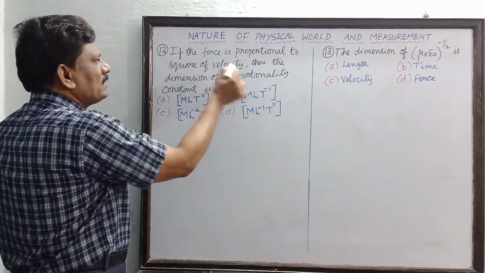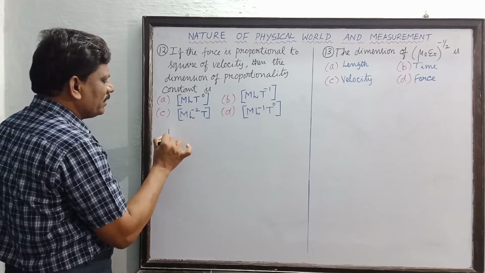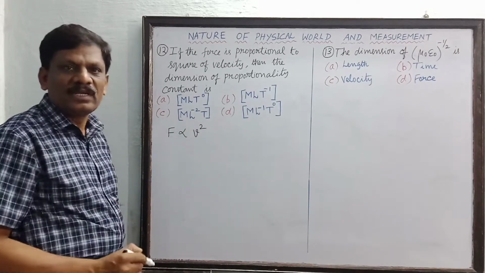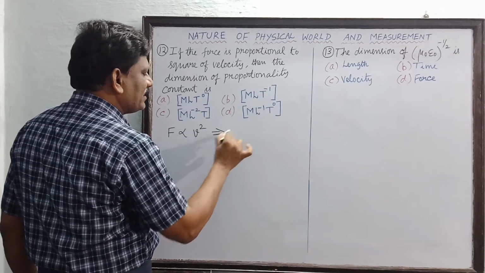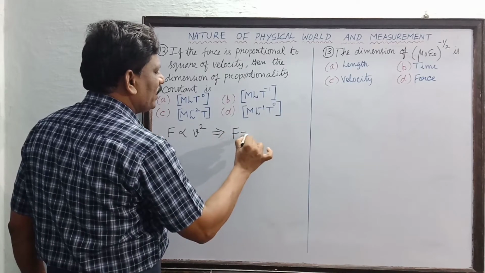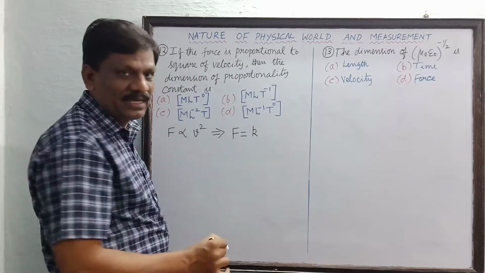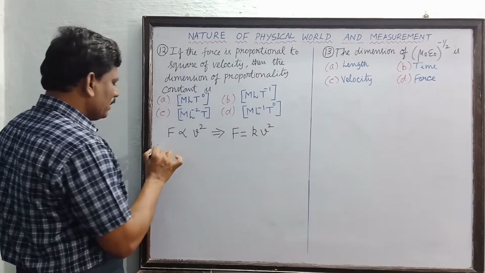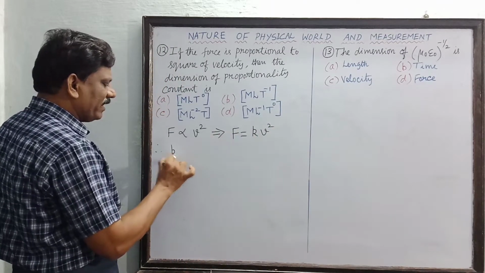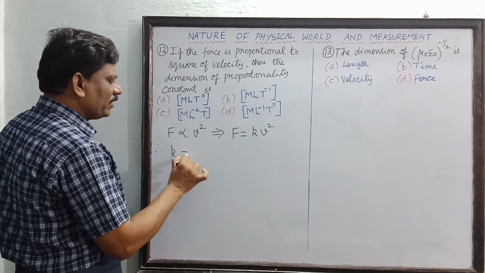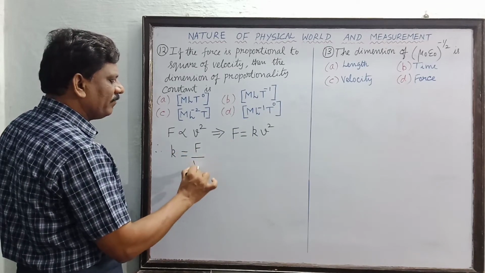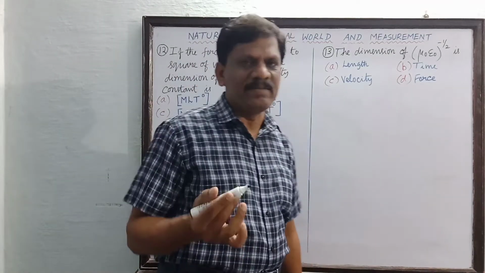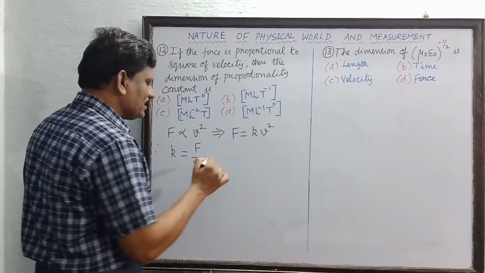Okay, the force is proportional to the square of the velocity. So F is proportional to V square. This equation implies that the force must be equal to some proportionality constant K into V square. Therefore, the constant K must be equal to force divided by velocity square. Now we are going to substitute the dimensional formula for force and velocity.